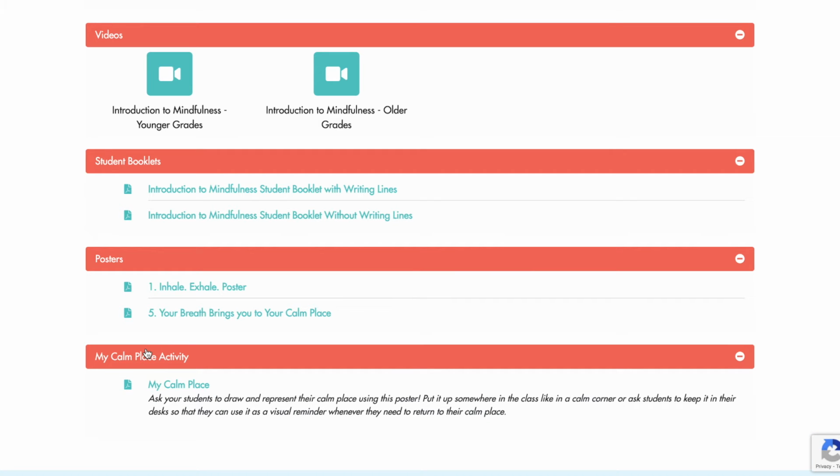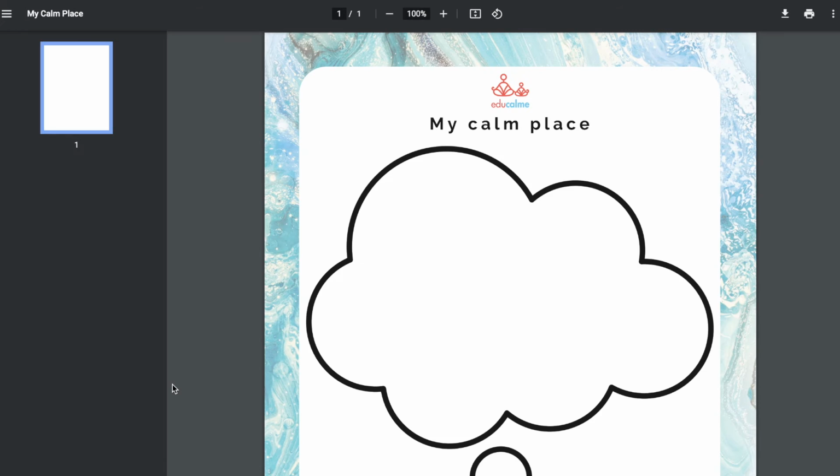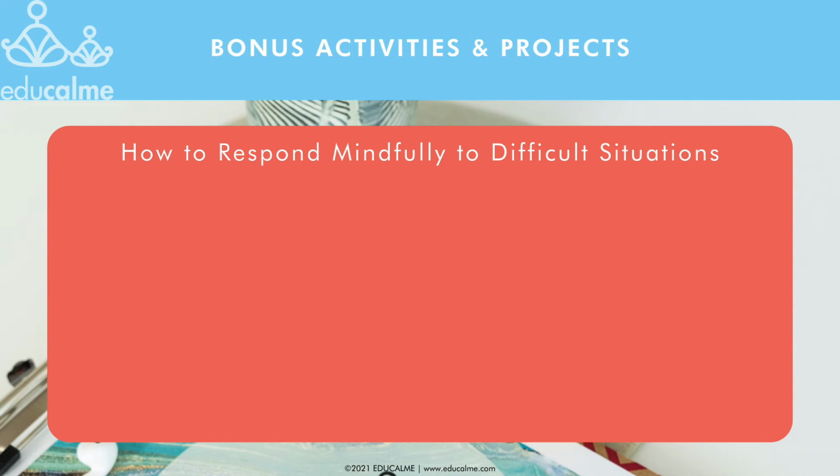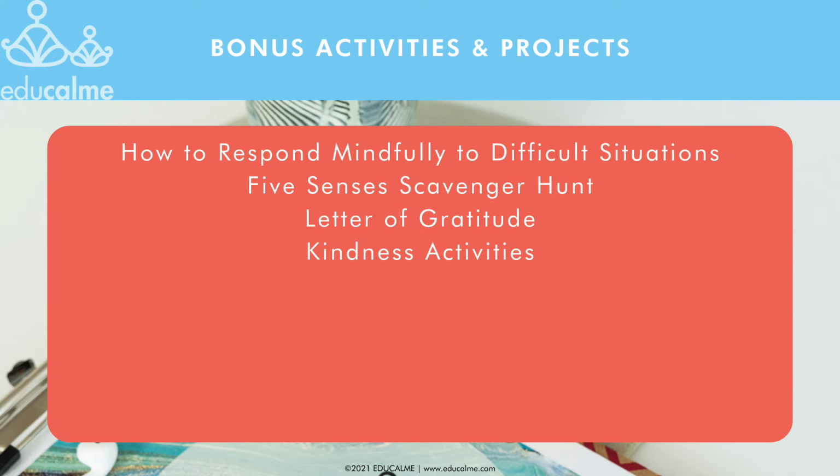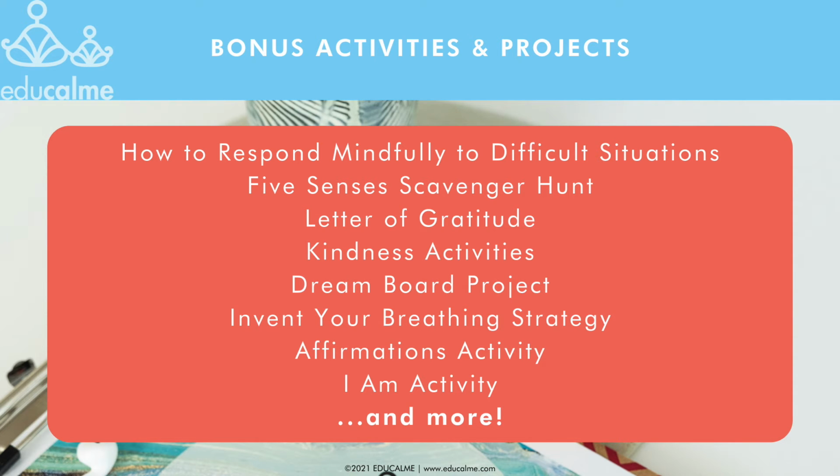Most units have a bonus activity or a project. Some of the bonuses include an activity to learn how to respond mindfully to difficult situations, a 5 senses scavenger hunt, a letter of gratitude project, kindness activities, a dream board project, and more. They make it easy to bring social-emotional learning into other disciplines.